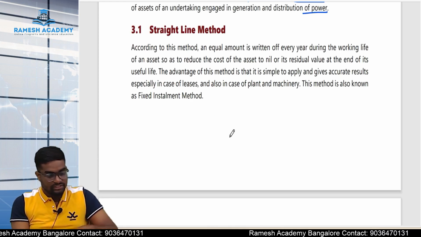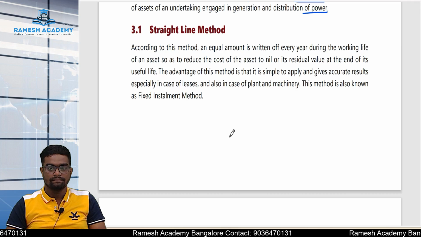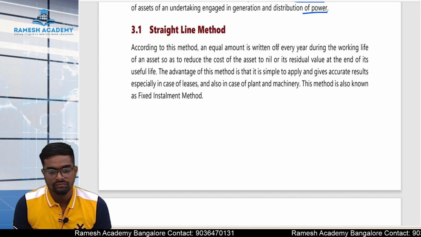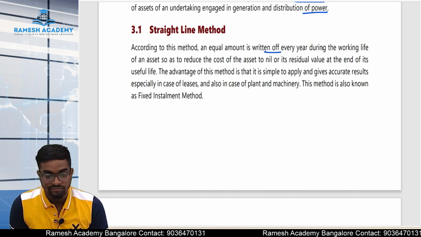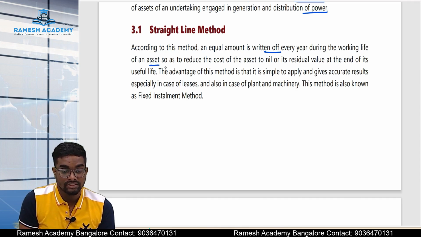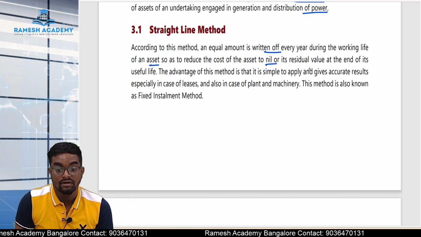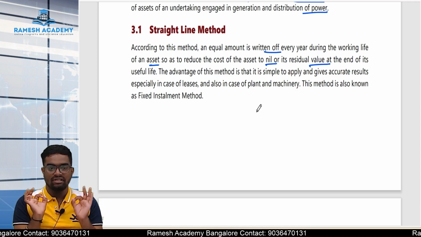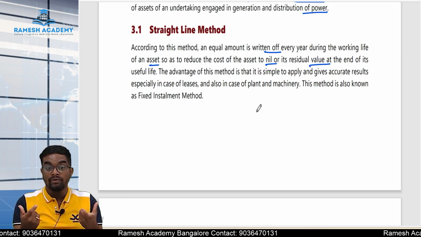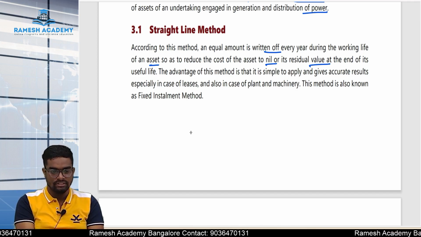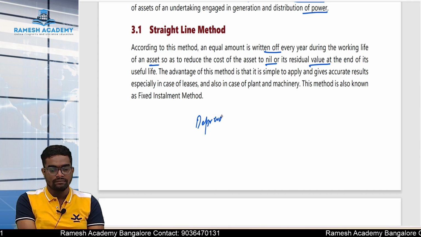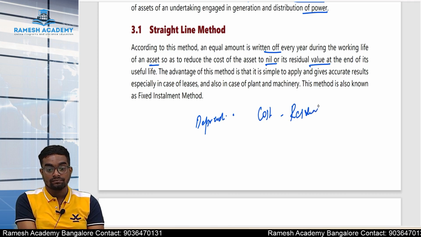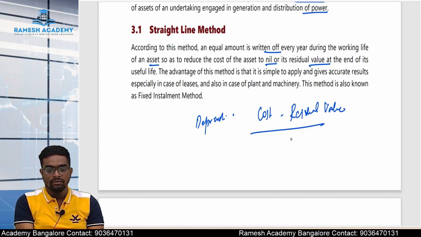So the first one, which is the straight line method. According to this method, an equal amount is written off every year during the working life of an asset so as to reduce the cost of the asset to nil or its residual value. See, I told you that in the straight line method the amount of depreciation will be the same. Now how do we calculate the amount of depreciation in SLM or the straight line method? So cost of the asset minus residual value, if there is a residual value, divided by useful life.